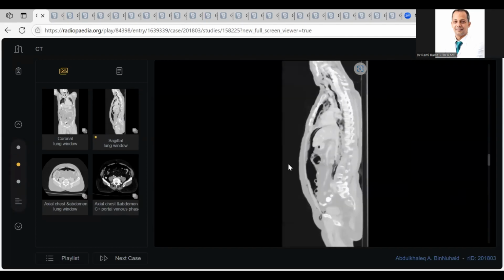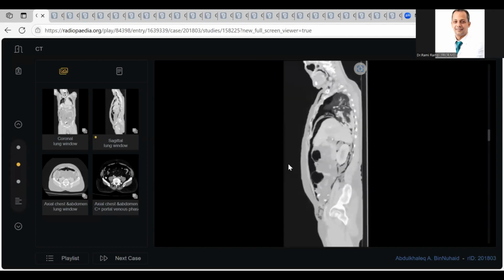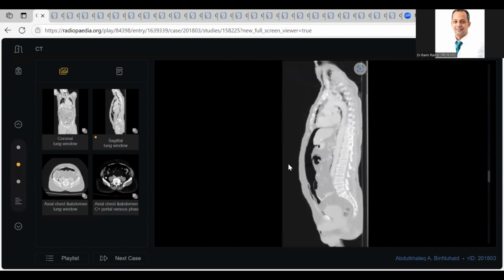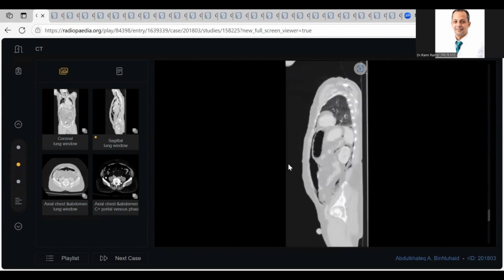Here some air loculi are noted in the retroperitoneum, and also intraperitoneal free air is noted. So pneumoperitoneum and pneumoretroperitoneum are also there. Could you give me a diagnosis, please?